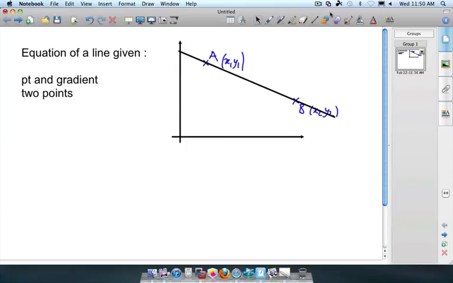What we're looking at today is the last part of the basic skills, equation of a straight line. Now, what does equation of a straight line, based on junior school, conjure up straight away in your head? Equation of a straight line is y equals mx plus c.